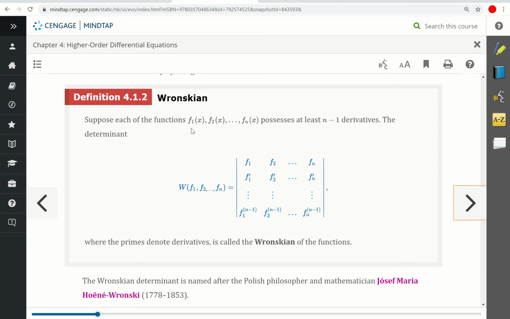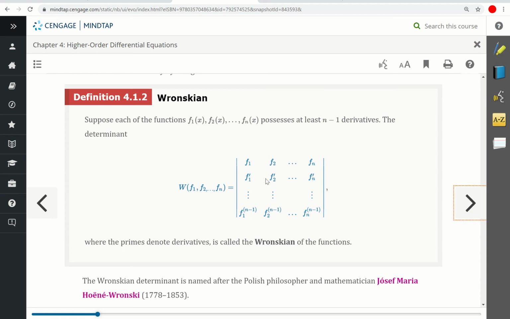So let's suppose we have some functions, f1 through fn, that possess at least n-1 derivatives. We're going to set up the determinant, which is called the Wronskian. So the Wronskian of f1 through fn is formed by starting with the first column, which will be the first function f1, and directly below it you write down its first n-1 derivatives. So row 1, column 1 will be f1, row 2, column 1 will be f1 prime, row 3, column 1 will be f1 double prime, etc., all the way down to the n-1st derivative.